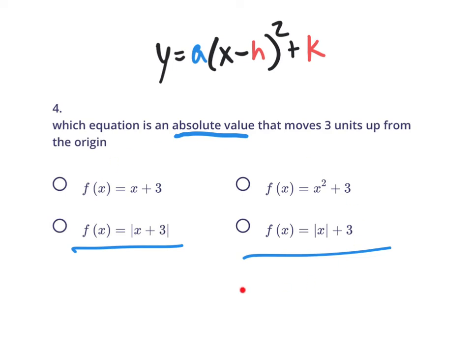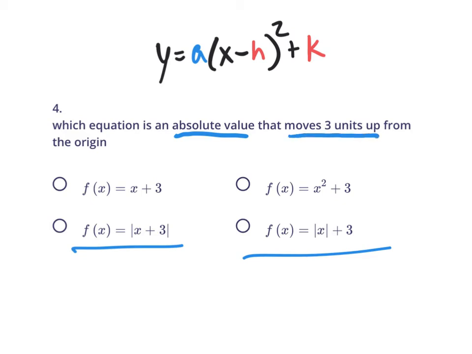Now, if you look at all four of them, they have an a value of 1. But this guy right here has an h value of -3, which means that it would shift 3 units to the left. And they don't want you to shift 3 units to the left. They want you to identify the one that moves 3 units up.